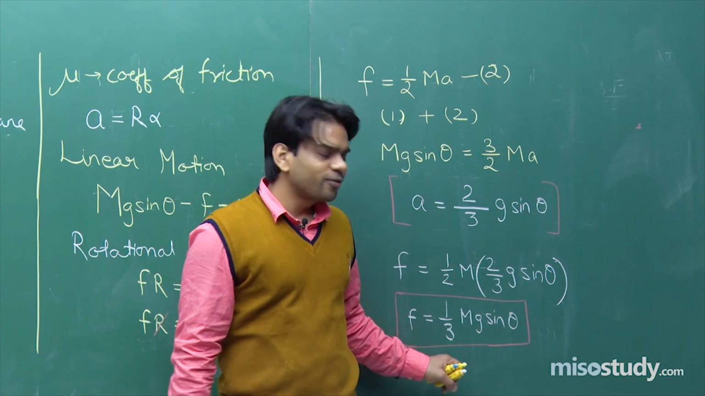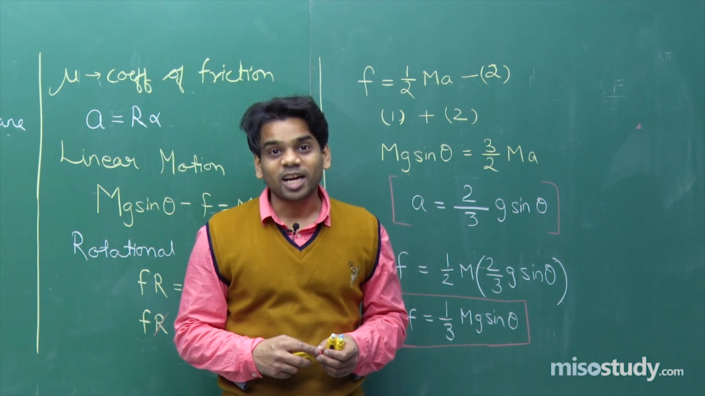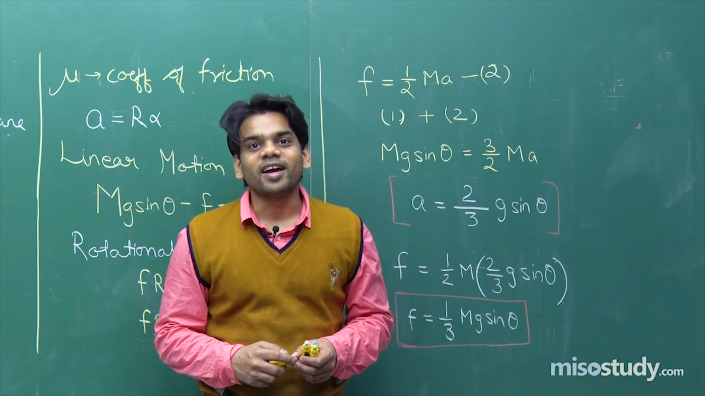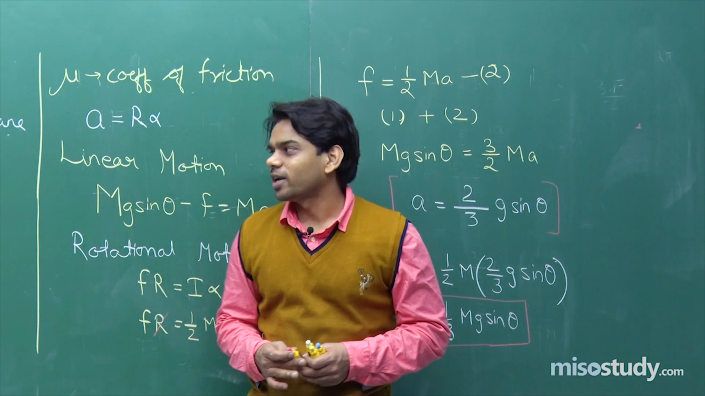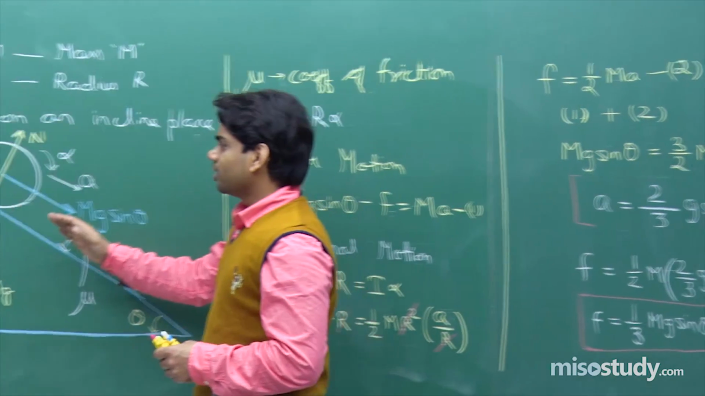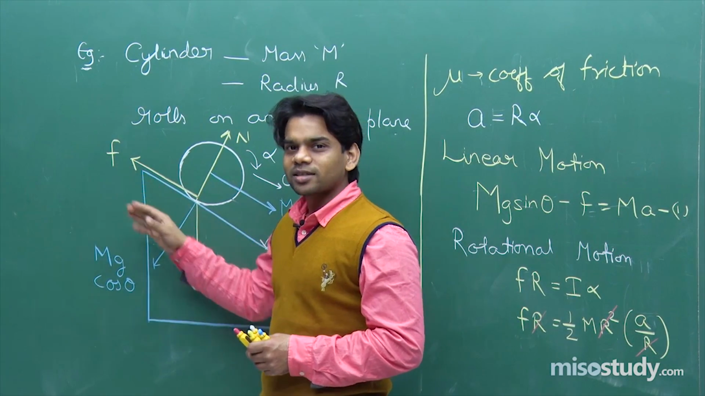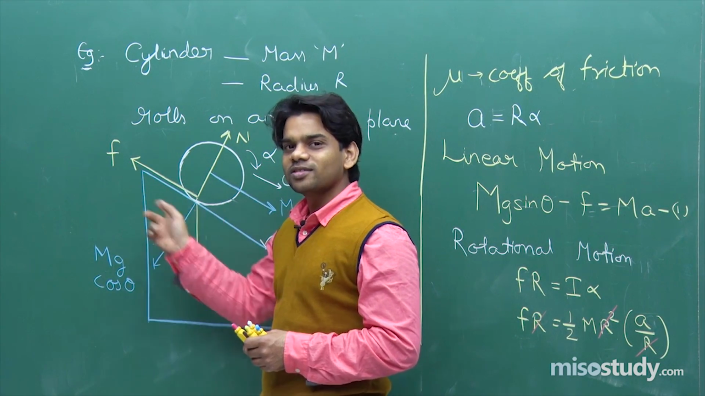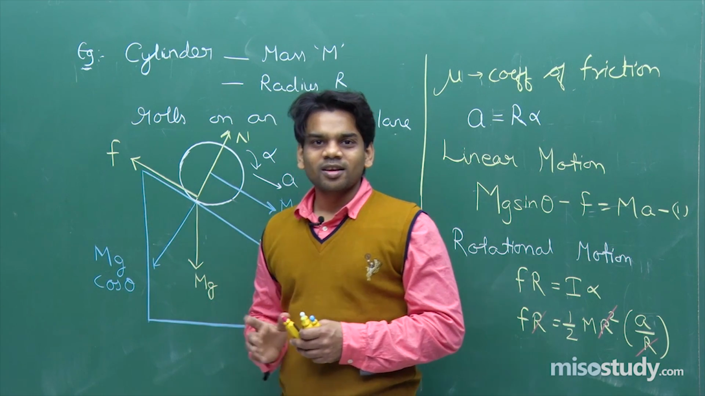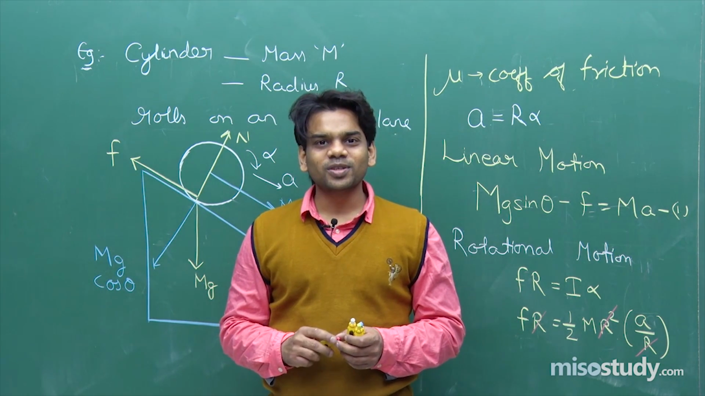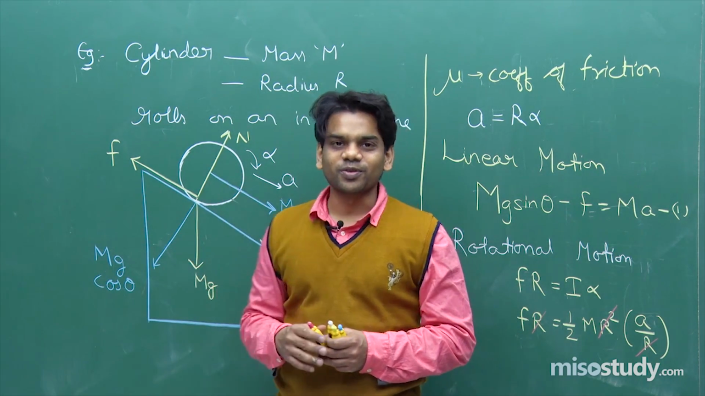You see here we are getting friction force as positive. That means the direction we have taken is right. That means friction force is acting in the backward direction, as you can see in the diagram. Actually this force is responsible for the cylinder to rotate.